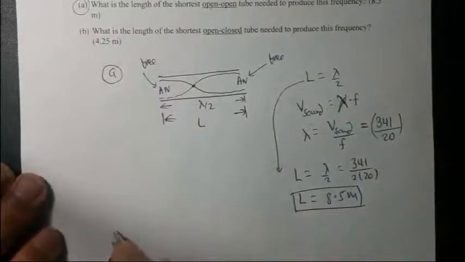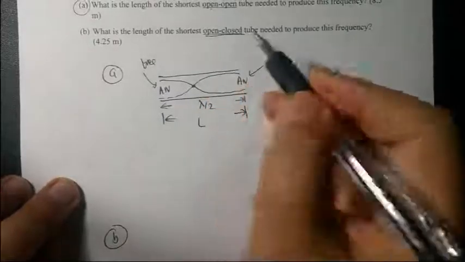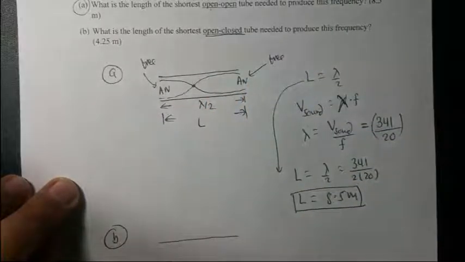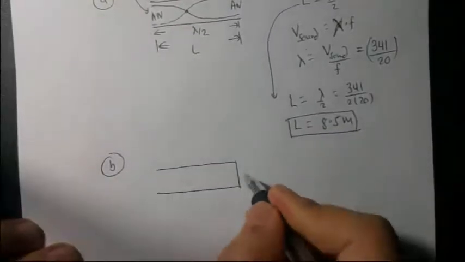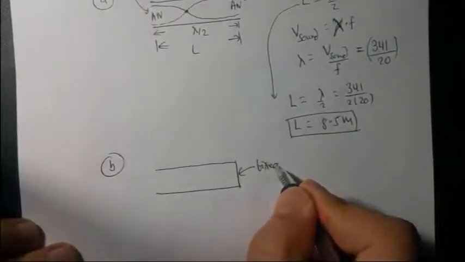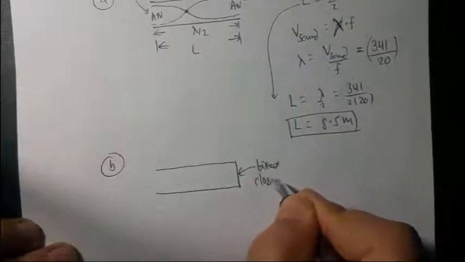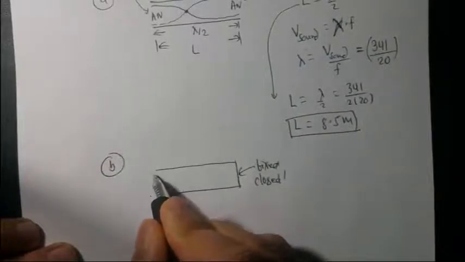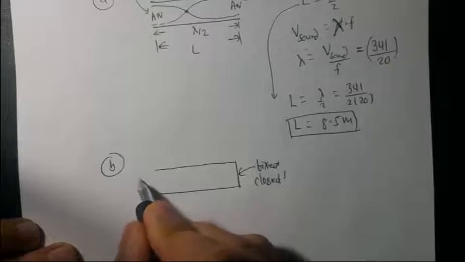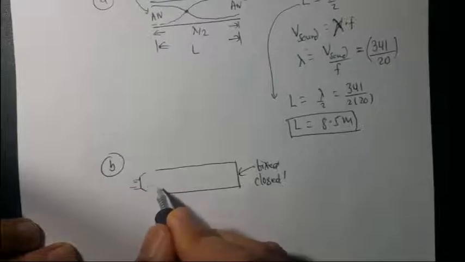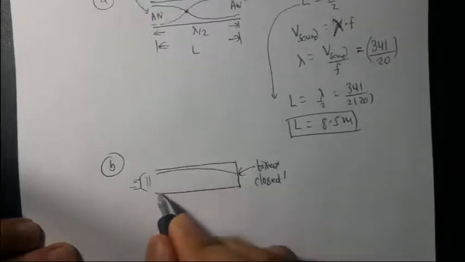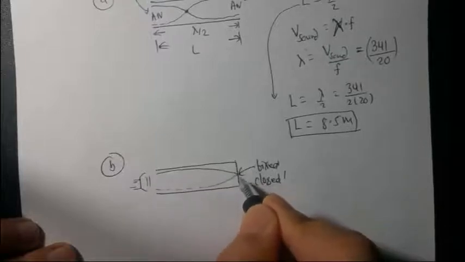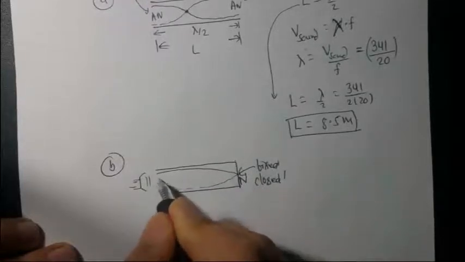Okay, next, do the same thing for open-closed. One end is open, the other end is closed. That will definitely change the boundary condition, because this end is fixed or closed. If you produce the sound wave, you can use a speaker or a tuning fork, and then produce it. This is the first harmonic. This has to be the node position because it's fixed, and this should be the antinode.